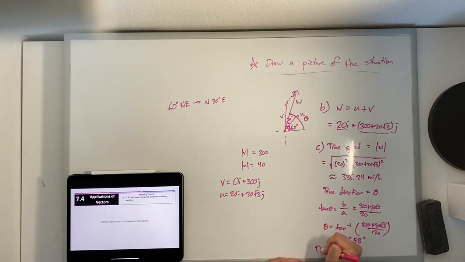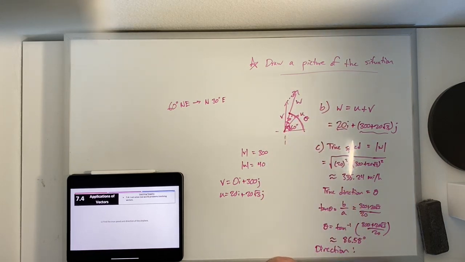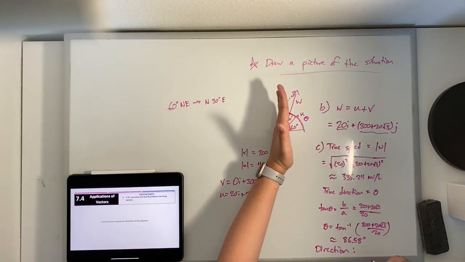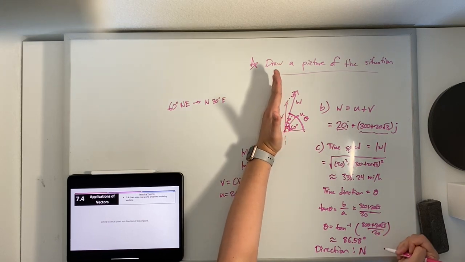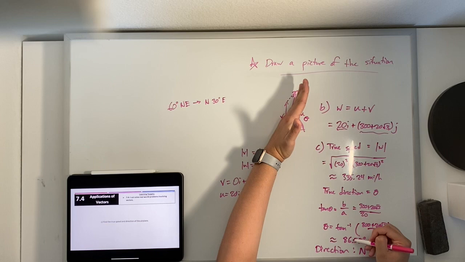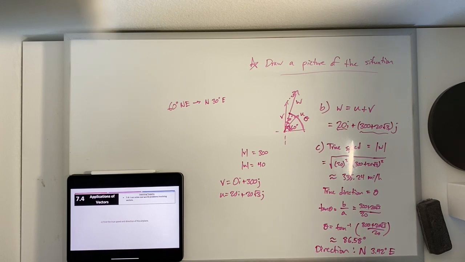So our direction, if this angle right here is 86.58 degrees, then the plane is actually moving in the direction of north, and then it's turning 3.42 degrees to the east. And yes, I do want it in this form. Keep things consistent with what we've studied before.